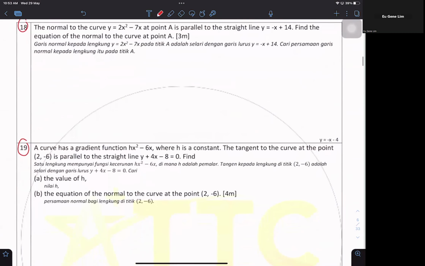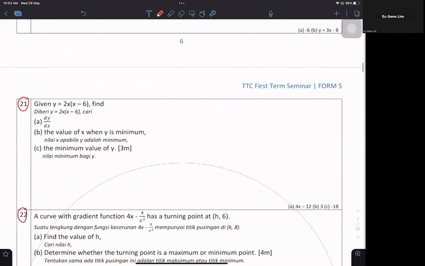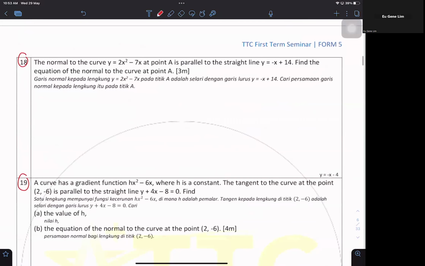Like next. Okay, next we skip to question 18. Like question 18. Okay, nice. Now question 18. This one you have to read carefully lah. This one involves tangent and normal. So let's read. The normal to the curve is parallel to another straight line. You read like this. The normal is parallel to another line.